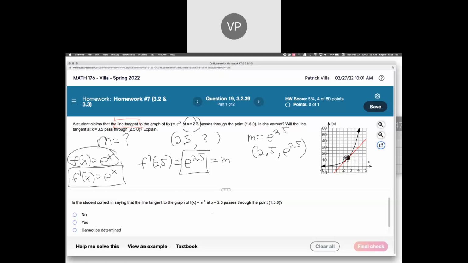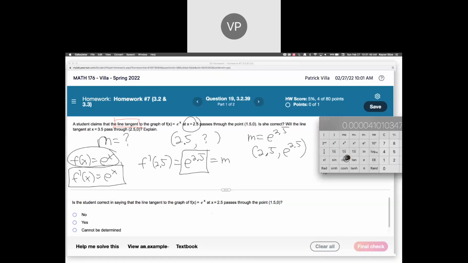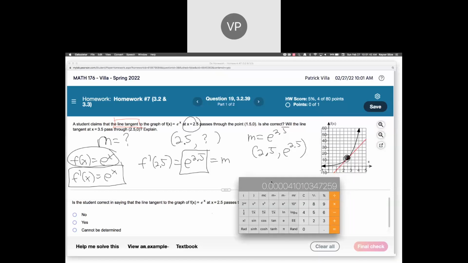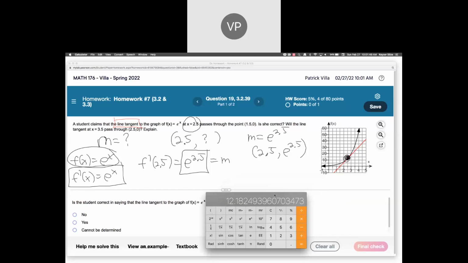All right, now if it's bothering some of you, like, well, I don't know what this means here, let me just show you. 2.5. Okay, 2.5. That's the power of e. So I hit that e to the x button, we get 12.182. So you see right here, that coordinate is at (2.5, 12.2). That's where it's hitting. So you look at the graph right here, it's hitting right there. And it also happens to be that that slope is 12.2.